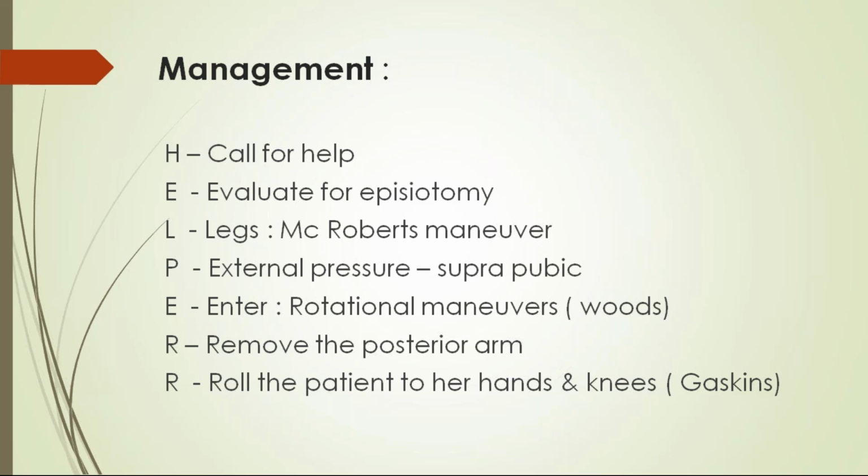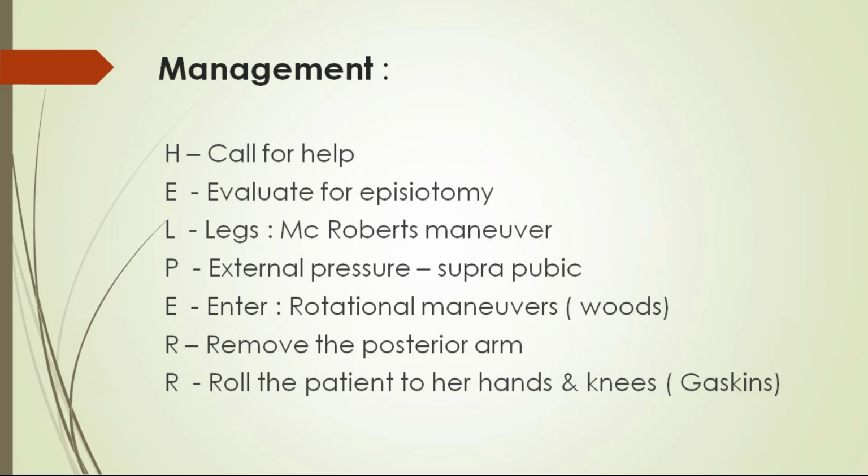Generally, in normal deliveries, we'll give fundal pressure to deliver the head of the baby. Once the head is out, never give fundal pressure. If there is any shoulder dystocia, you should always give suprapubic pressure. There is a lot of difference.